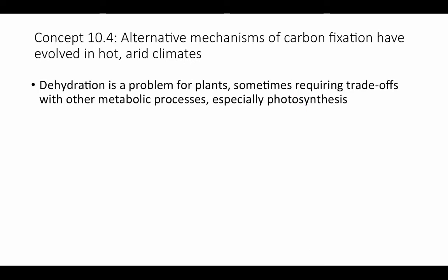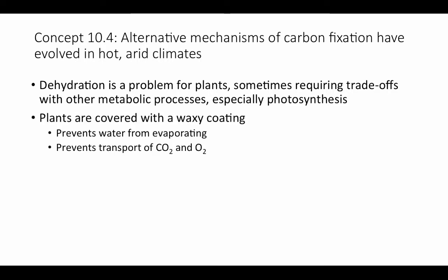This is sort of the standard pathway. We call it the C3 pathway because it involves the production of a 3-carbon sugar. So we call this the C3 pathway. But there are other alternative mechanisms of carbon fixation that have evolved particularly in hot, arid climates. So this is a specific adaptation to help plants survive in hot, dry areas. So dehydration is going to be a very big problem for these plants, and this is sometimes going to require trade-offs with other metabolic processes, especially photosynthesis.